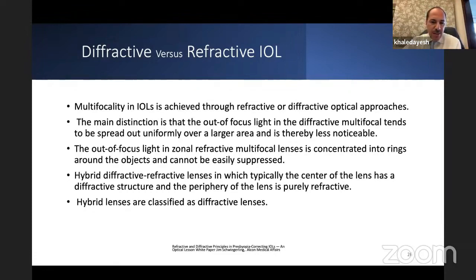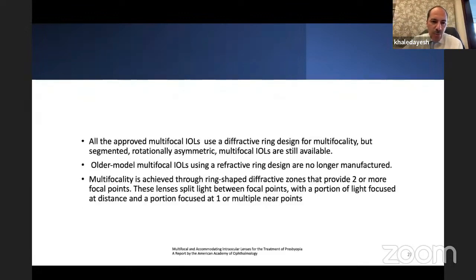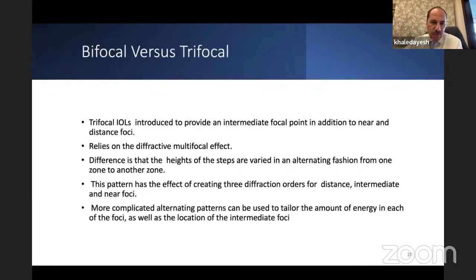The hybrid lenses are usually classified as diffractive lenses because the center of these lenses is a diffractive lens. And all the approved multifocal IOLs use a diffractive ring design for multifocality, but segmented rotationally asymmetric multifocals are still available. The older models of multifocals using a refractive ring design are no longer manufactured because of the high rate of dissatisfaction among patients. The multifocality is achieved through ring-shaped diffractive zones that provide 2 or more focal points.